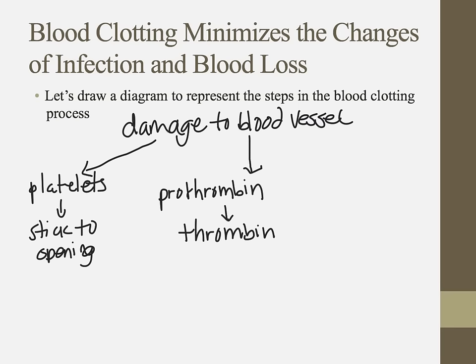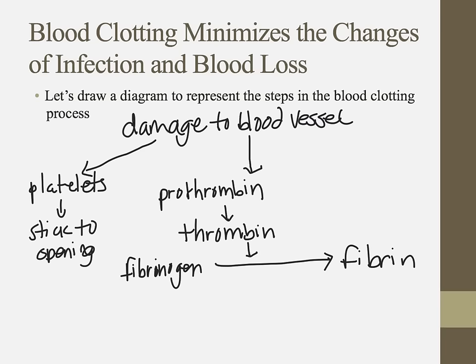Okay, thrombin then acts as an enzyme to turn fibrinogen into fibrin. So thrombin, again, is an enzyme that helps make this conversion from fibrinogen into fibrin, and this fibrin then forms that mesh that covers that area and creates something for blood vessels and other things to get stuck in and form a clot, okay? So there we have the clotting sequence.